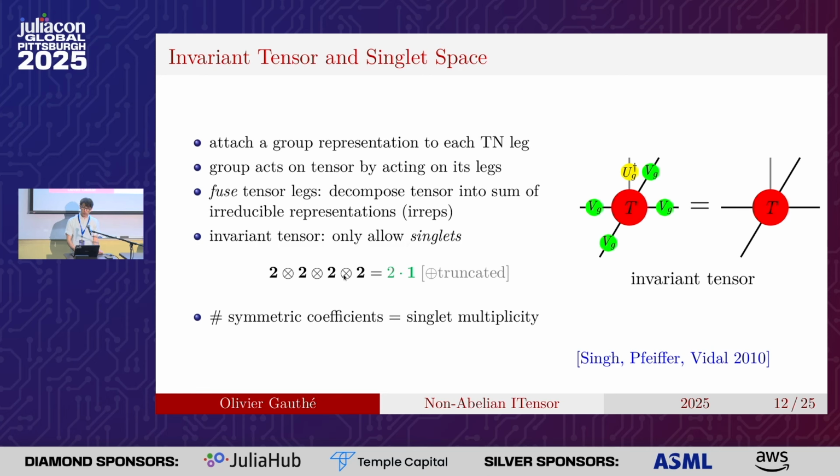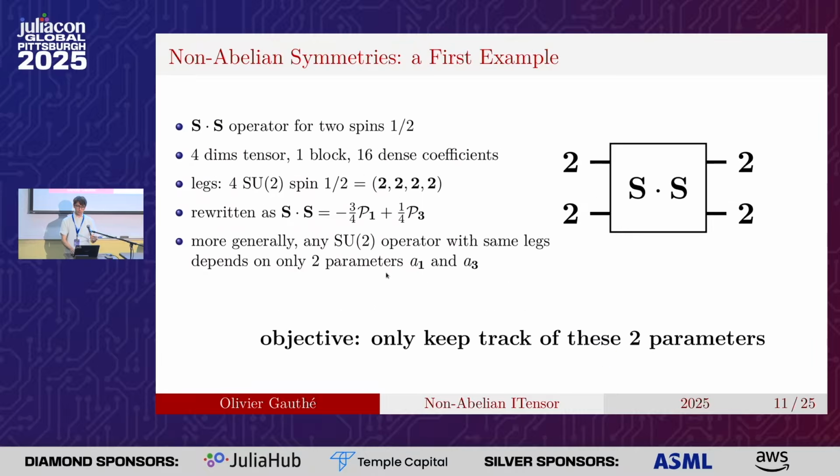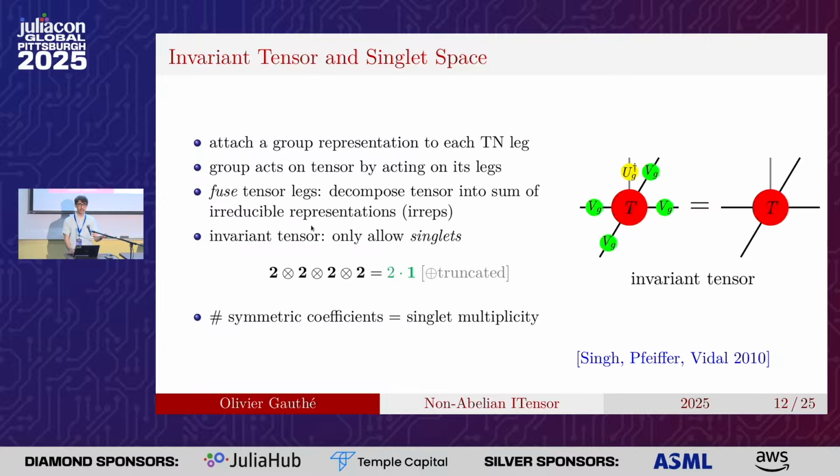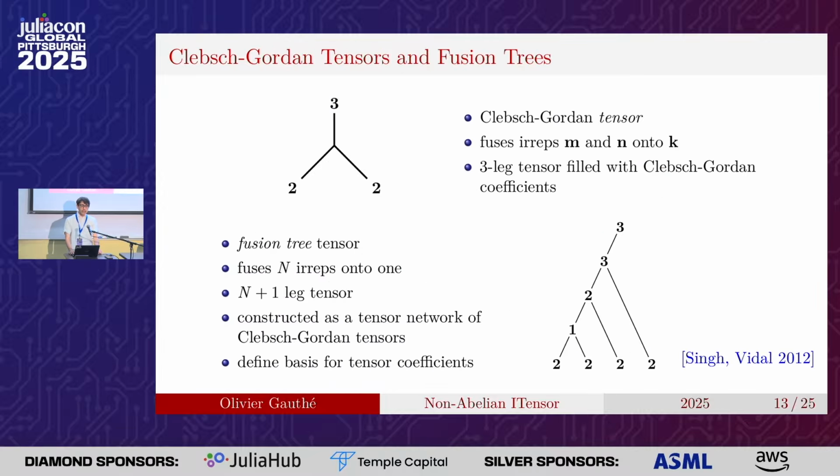Therefore, if I have 4 spin 1/2, I can compute the tensor product of 4 spin 1/2 and decompose it as a sum of irreps. And SU2 fusion rules tell me I can make only 2 singlets, 2 spin 0, out of this. And I will only keep these 2 objects. These were the 2 coefficients I was keeping previously. This corresponds to the number of singlets I can make out of the legs. To handle this, I will need so-called Clebsch-Gordan tensors and fusion trees.